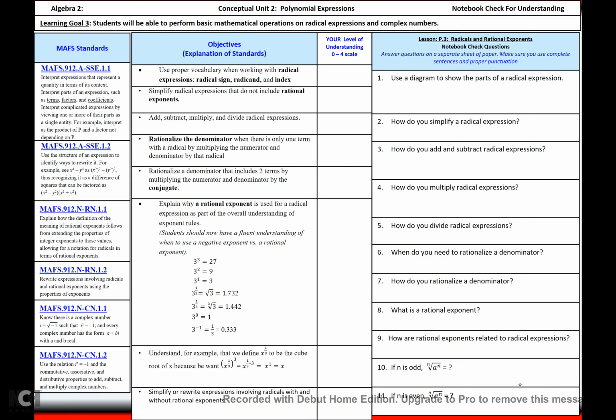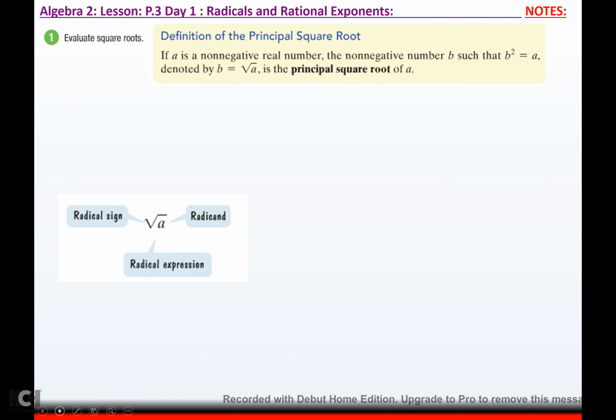All right, today we're going to talk about radicals and rational exponents. So, the definition of the principal square root. If a is a non-negative real number, it's got to be non-negative, the non-negative number b such that b squared equals a, denoted by b equals the square root of a, is the principal square root of a.